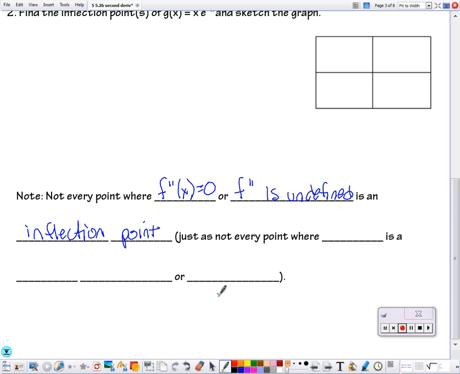Just the same as not every point where the first derivative equals 0 is a local max or min. Because for this, you also have to change signs from increasing to decreasing or decreasing to increasing.